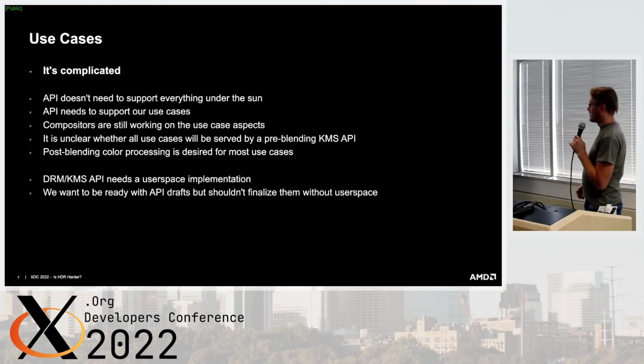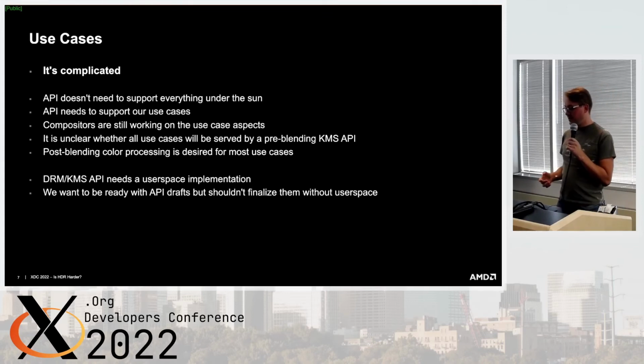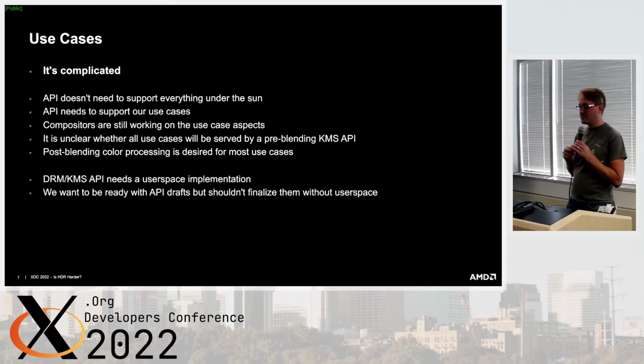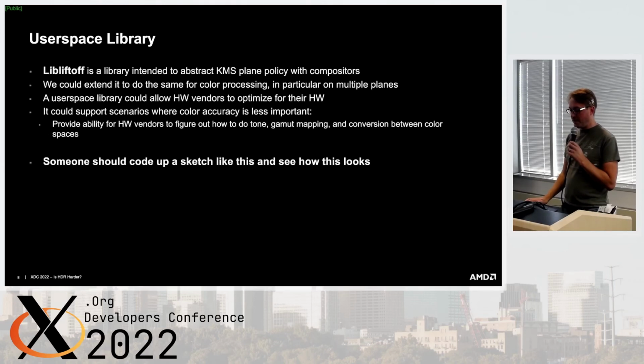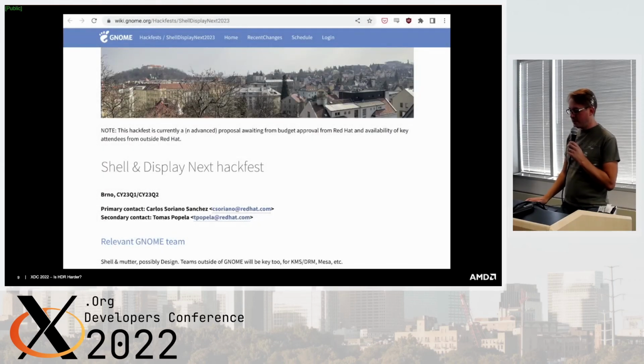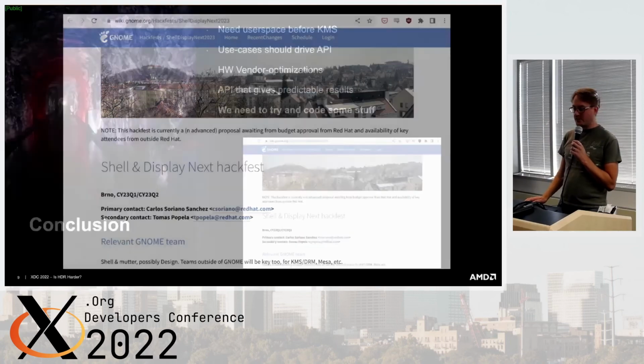Use cases, I'll get to this almost last, but it was brought up that we need to look at use cases, right? We don't want to support everything under the sun, but we want to look at what's actually needed. And again, compositor work is still happening, Wayland protocol work is still happening. So we don't want to get ahead of ourselves, and we want to see what happens in that space, what compositors need, and use those use cases to kind of dictate what the kernel API is going to look like. And then, again, Hackfest if you're interested.